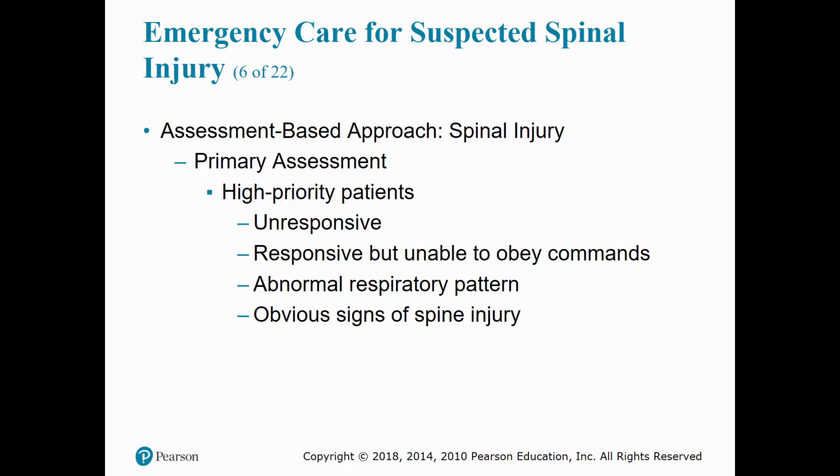Based on your assessment findings, categorize the patient as either a high or low priority for emergency care or transport. If the patient is unresponsive, responsive but cannot obey your commands, or displays an abnormal respiratory pattern or obvious signs of spinal injury such as numbness or paralysis, you must consider the patient a high priority for emergency care and prompt transportation to the highest level trauma center based on your destination protocols.